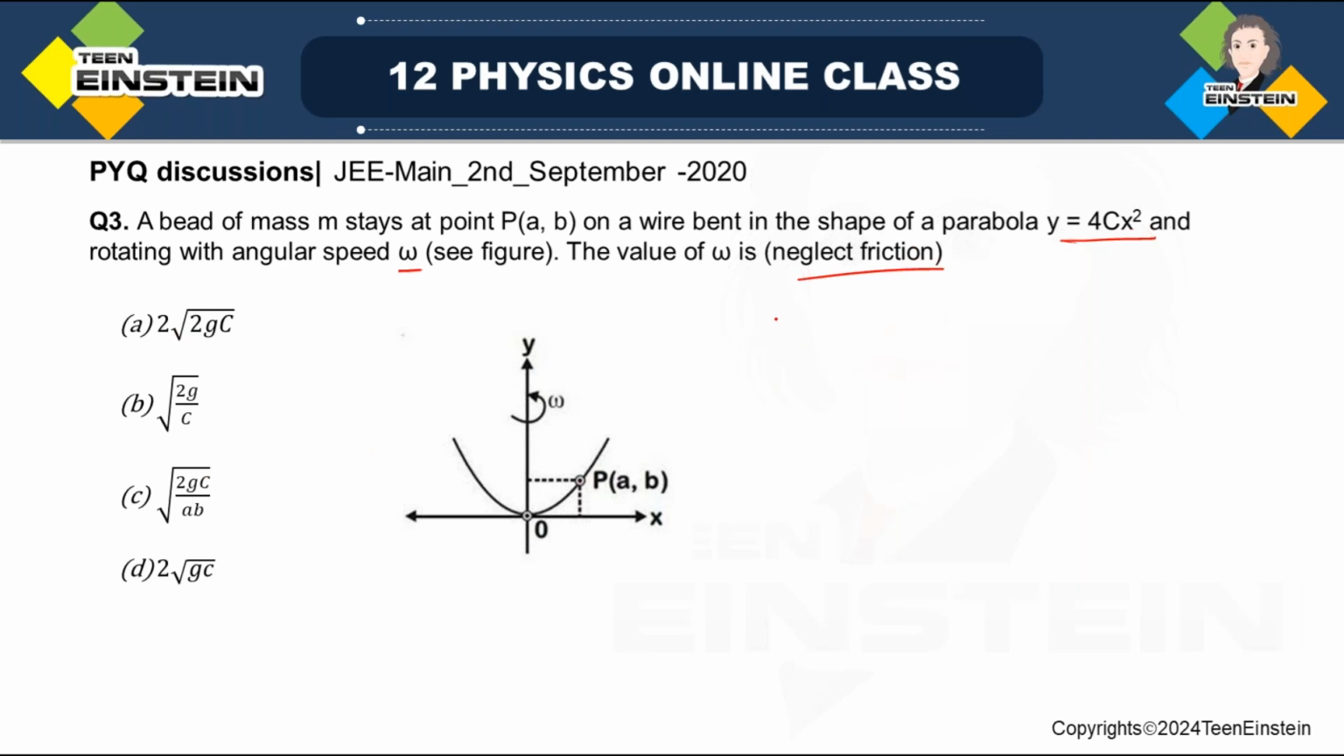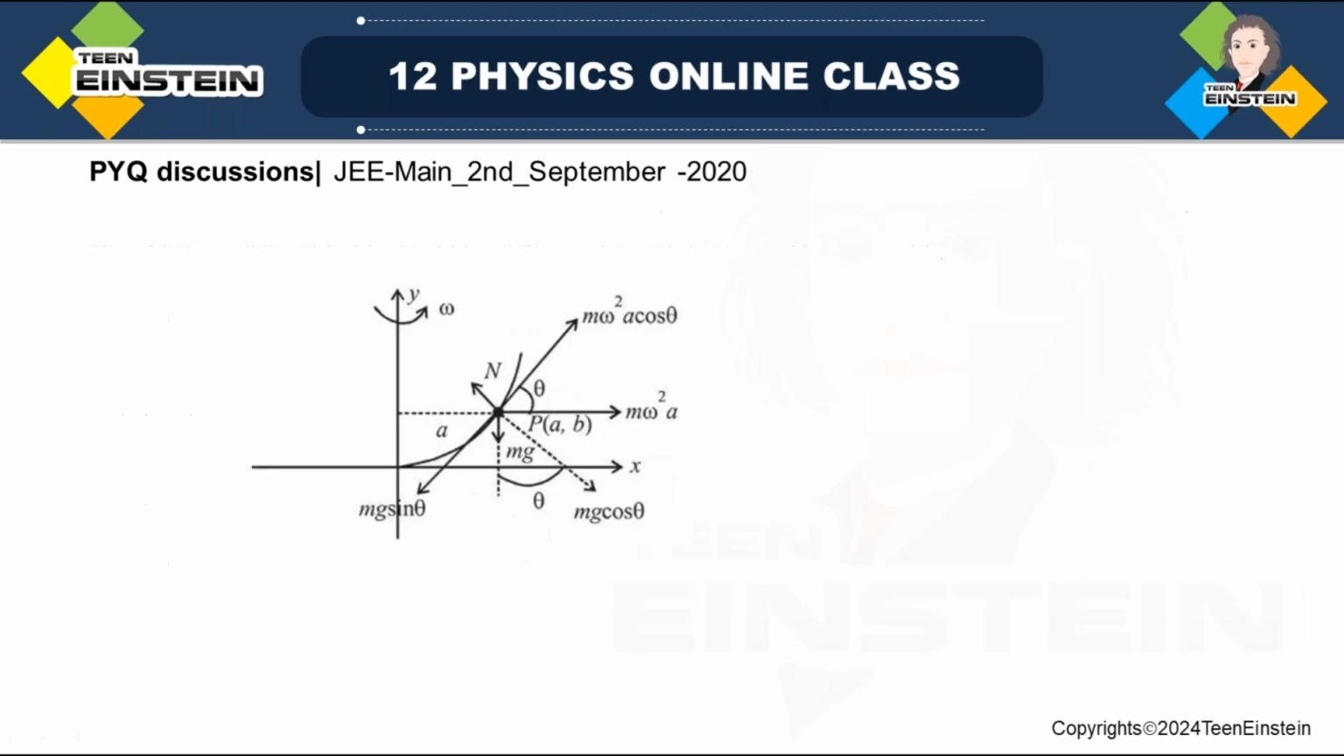The question is, suppose you have a wire like this and you rotate it about its axis. If there is a bead at this particular position and it stays there while rotating, at what angular speed do you have to rotate such that the bead stays here? The equation of the parabola is given. Look at what happens in this figure.